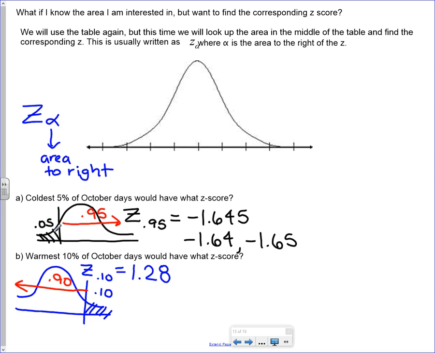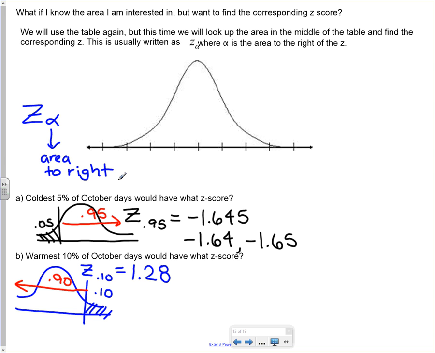Now another thing I have to mention though is how they're going to write it, okay? Z alpha is one of the ways that we notate, especially some things we're going to get into in some later chapters, in chapter 9 and 10. But Z alpha, alpha is always our area to the right.